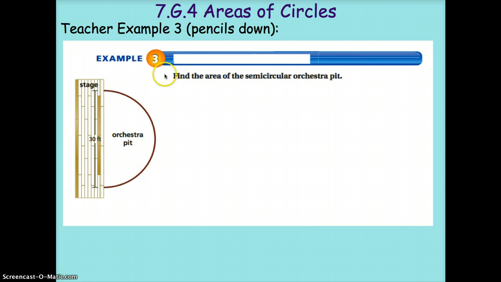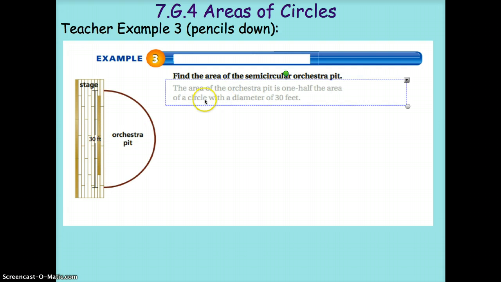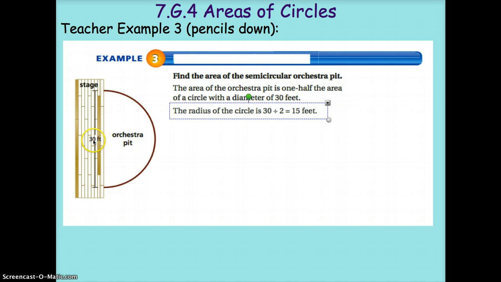Okay, find our teacher example. Find the area of the semicircular orchestra pit. Now remember, with circumference, we had to find the circumference around the rounded edge of the semicircle. We also had to find the perimeter of this straight edge right here. For area, it's the entire inside. So it does make it a little easier. We don't have to do that extra step of adding this piece on. So this is a little bit faster. The area of the orchestra pit is 1/2 the area of a circle with a diameter of 30 feet. So notice we have half of a circle. The radius of the circle then would have to be half of 30, which would be 15.